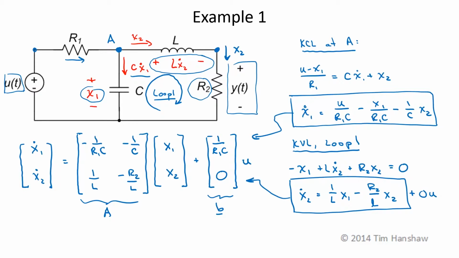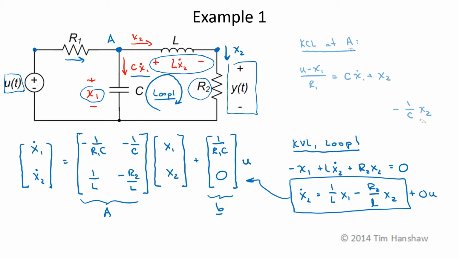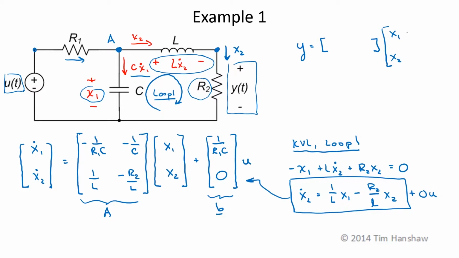Now we need to write our output equation. I don't need this stuff anymore, so I'll make a little room for myself. My output equation in matrix form is going to be y is equal to some row vector with two elements times the states, x1 and x2, plus some number times u. The equation, y of t: we've already decided the voltage across this resistor is R2 times x2.